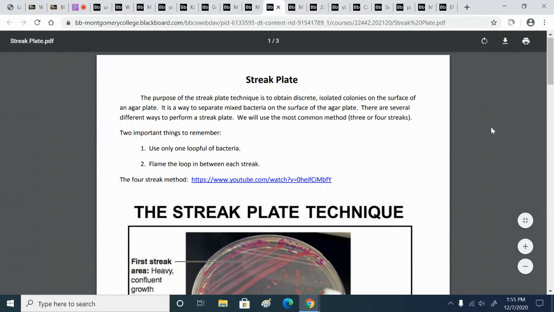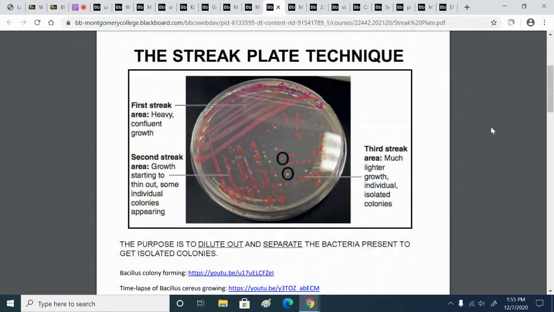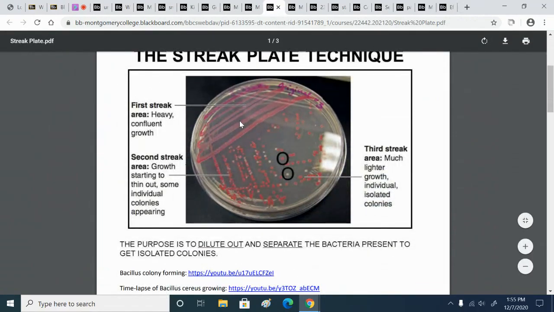Then we talked about streak plates. Unfortunately, we were not able to make any, but we talked about them. The idea behind a streak plate is to separate mixed bacteria on the surface of an agar plate. It's also analogous to doing a serial dilution on the surface of a plate because you end up with fewer and fewer cells the more you streak. So we start off by getting a loop full of bacteria and streaking the upper portion of a plate.